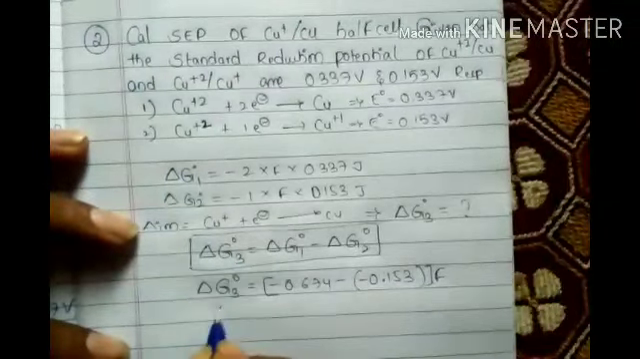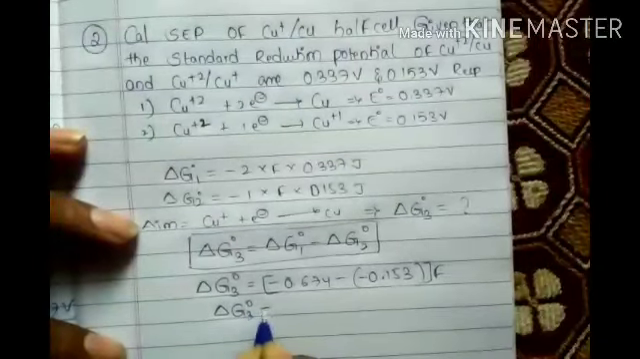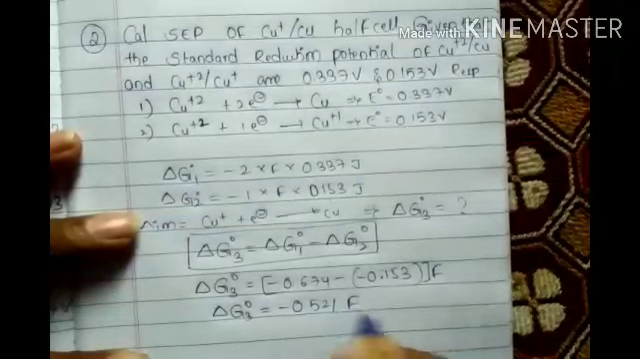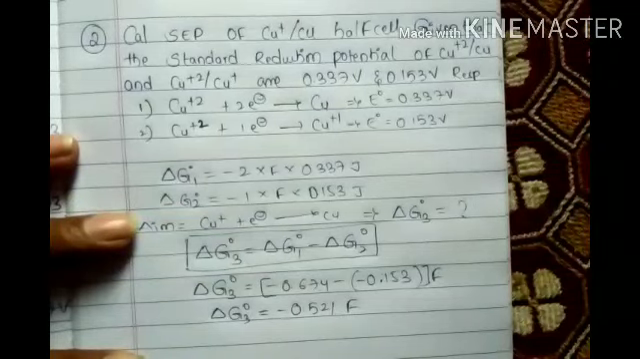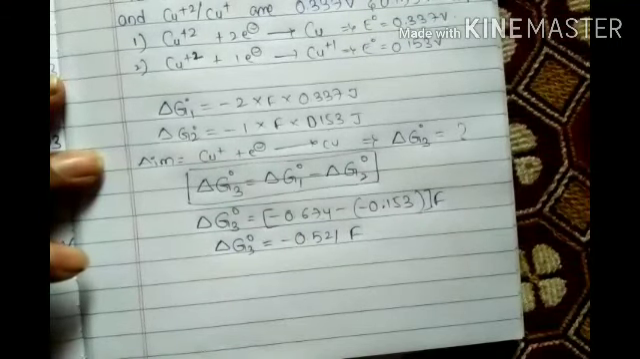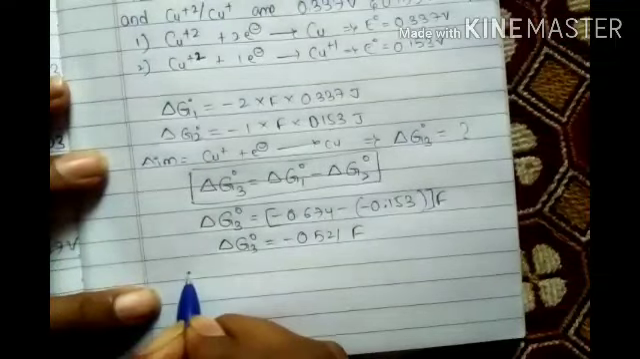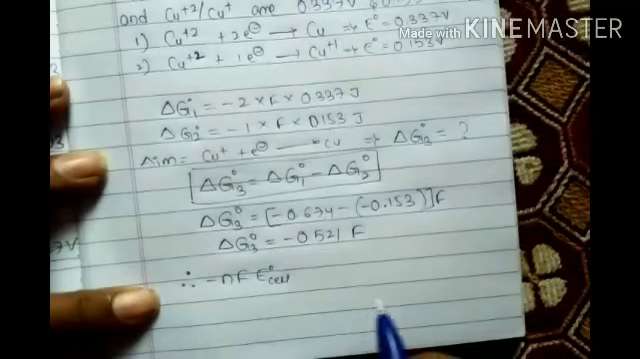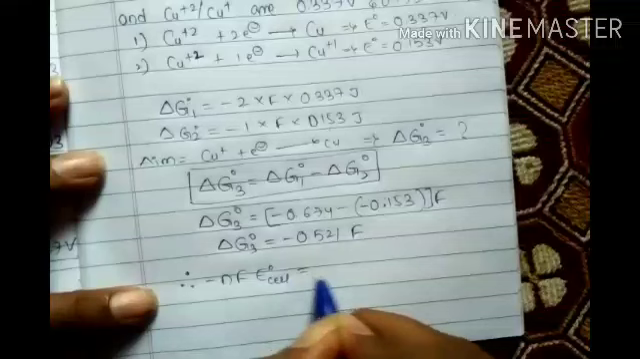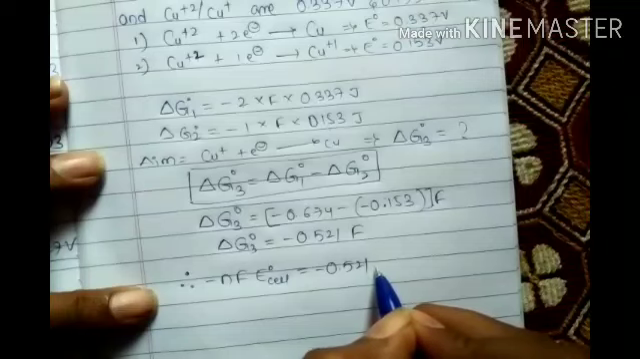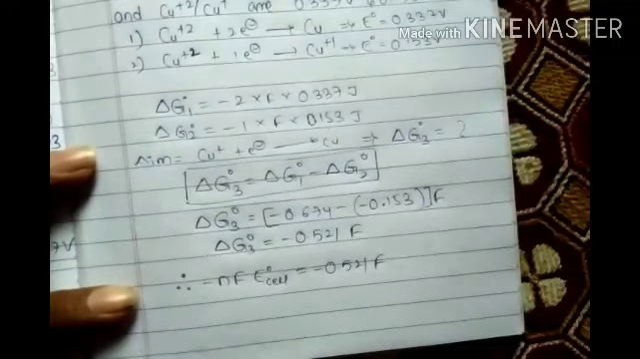Now how much is coming? Delta Z3 naught equals to minus 0.521 Faraday. Faradays are coming, this many Faradays are coming. Next what we have to do? It is minus NFE naught cell equals to how much? Minus 0.521 F we are finding. Okay, got it?